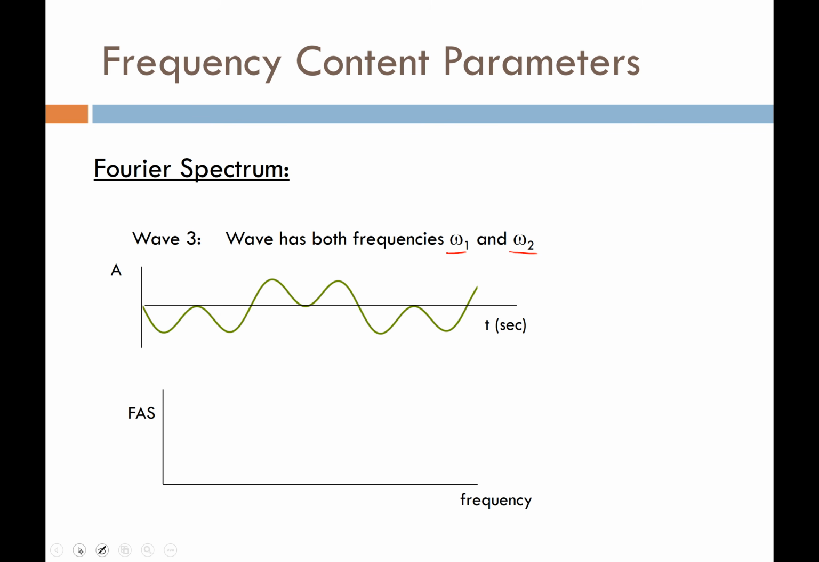So the Fourier spectrum for this wave would simply be something like this, because it's telling us that we can represent complex wave number 3 with two simple sinusoidal waves, one at omega 1 and one at omega 2. So that's the idea behind a Fourier spectrum.